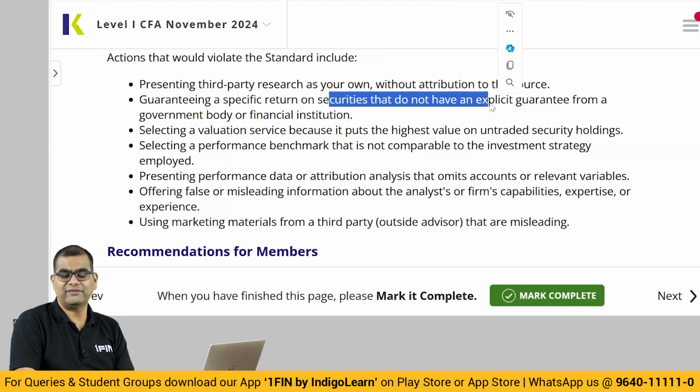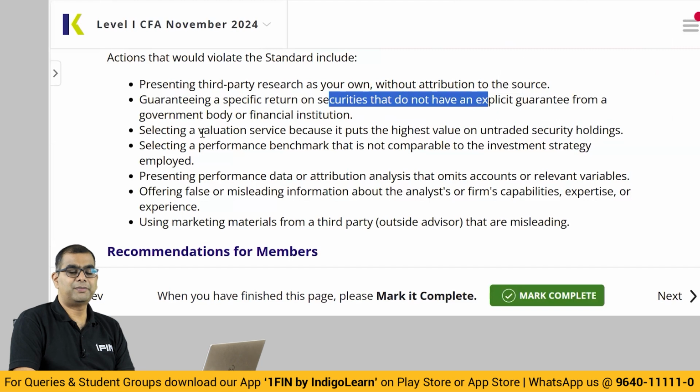So here what they mean is, I'll tell you about it now, right? Only an FD has an explicit guarantee of return. There are no guaranteed investment products in the stock market. Some LIC policies have guaranteed returns, but that is not part of this. For any portfolio or investment, there is no guarantee for any return. There are always risks and there are rewards.